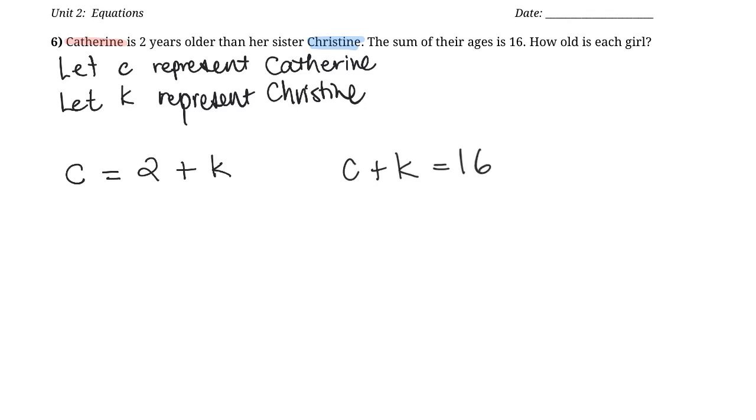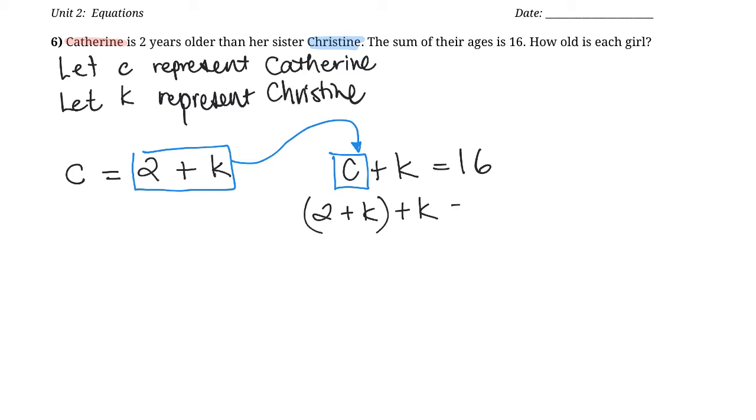So remember, you can't solve an equation with 2 different letters. You can only solve 1 letter at a time. So like we did in a previous problem, we do know information about Catherine, this 2 plus K, that we could take and stick into the place of C. So if I replace that, it's going to become (2 plus K) plus K equals 16. So now we're only working with the letter K, and so we're going to start by solving this equation that we just created for K.